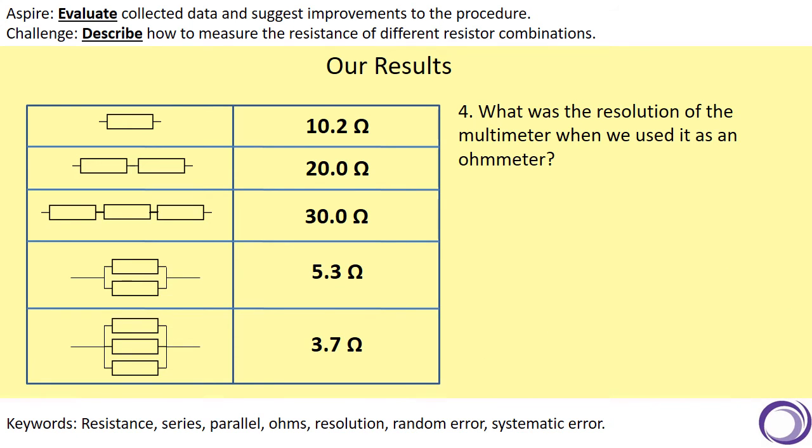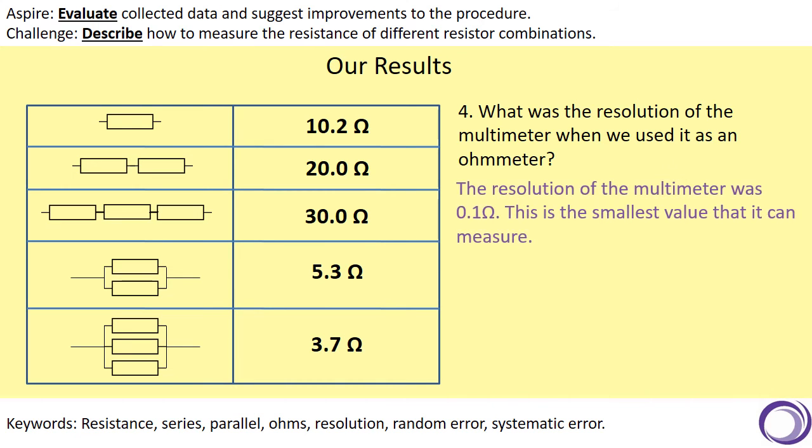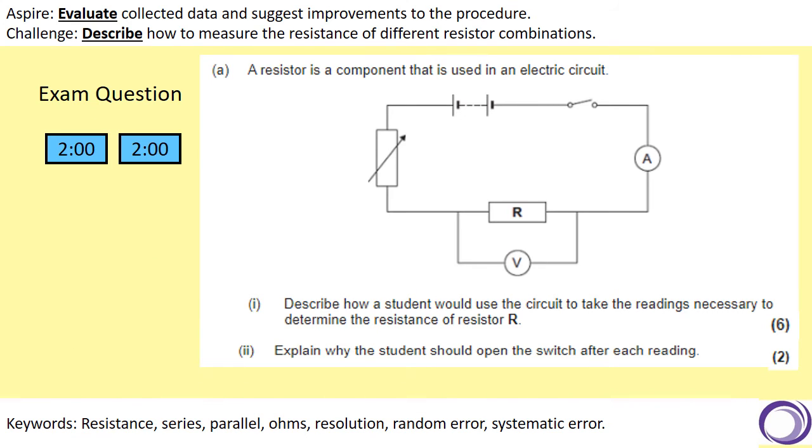Number 4: what was the resolution of the multimeter when we were using it as an ohmmeter? You can see from the results in the table there. The resolution of the multimeter was 0.1 ohms. So 0.1 ohms, that's the smallest value that it can measure on that setting. So that's what its resolution would be.